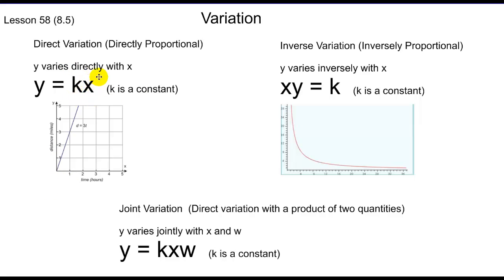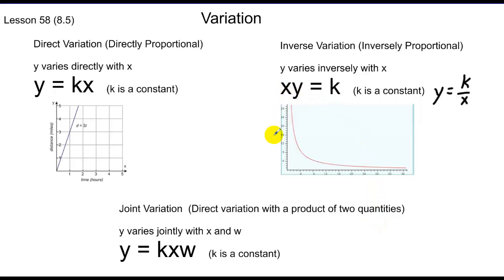X ends up being the variable, y is a variable, this constant k actually acts like the slope. We're going to add a couple more variations today. One is inverse variation, and in inverse variation they also call it inversely proportional. They'll say once again y varies inversely with x, and I like expressing it as xy is equal to k, where k is the constant. You'll also see it written as y equals k over x. They just divide x on both sides.